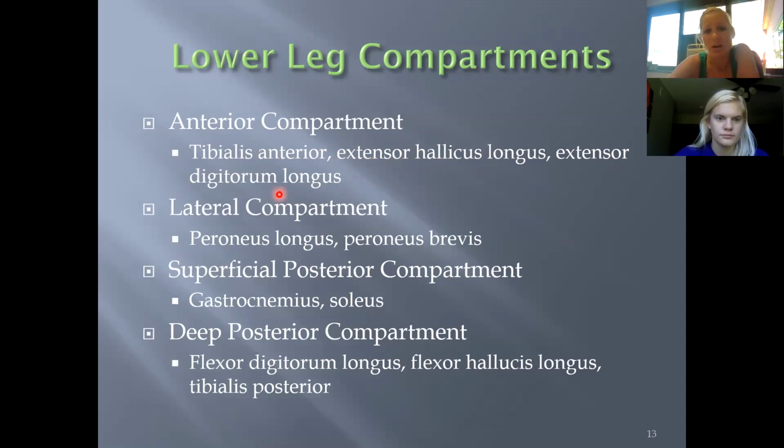Extensor digitorum longus is extending all of the toes. So again, helping your toes to come up. We can see why those actions would occur kind of simultaneously with dorsiflexion of the ankle. Okay, it's hard to dorsiflex without also extending your toes up. Lateral compartment, two muscles, peroneus longus and peroneus brevis. Sometimes they're called fibularis longus and fibularis brevis. Same muscles, so don't be confused by that. And those are going to run right alongside of the fibula.